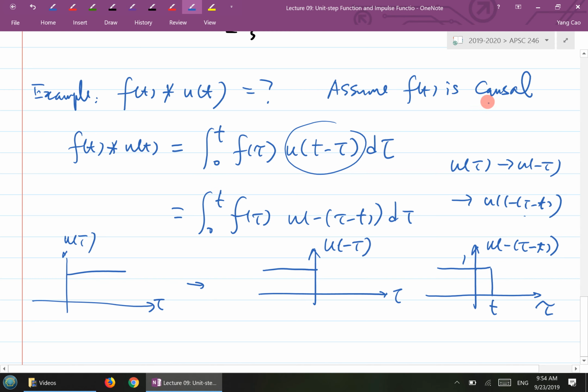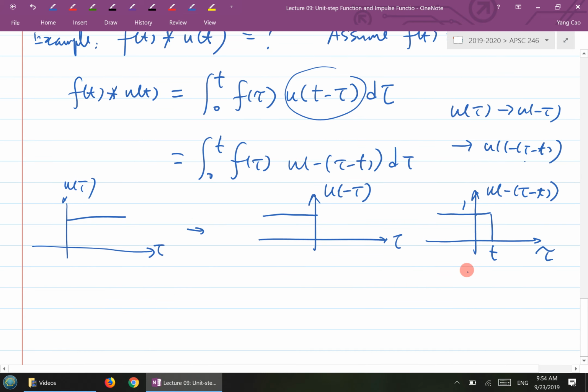In this case, this function is assumed to be causal, right? Causal means this function has nothing on the left side, only something on the right side. So for this function f of tau, it's basically something on the right side there, right? So when you multiply this and this, the overlap, no matter what the t is, is always between 0 and t. So that's 0 to t, we don't have to change.